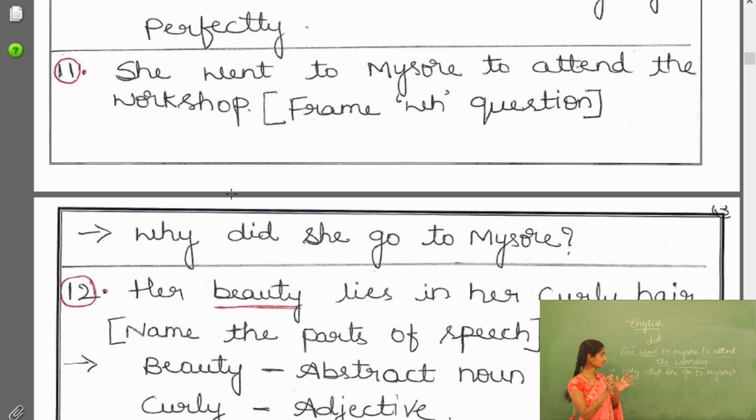Is that clear? If I change this statement, for example, she had gone to Mysore to attend the workshop, the question will be like that: why had she gone to Mysore? She is going to Mysore means, why is she going to Mysore? She was going means, why was she going? Like that, the WH question will change according to the statement.